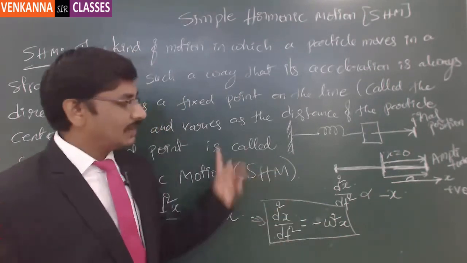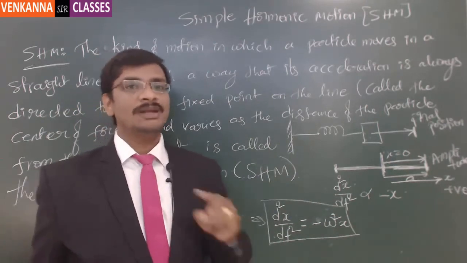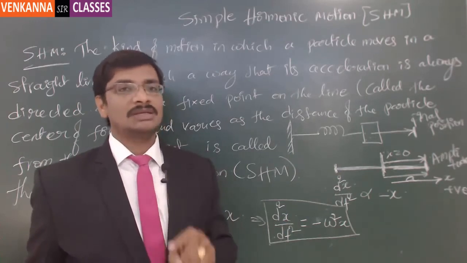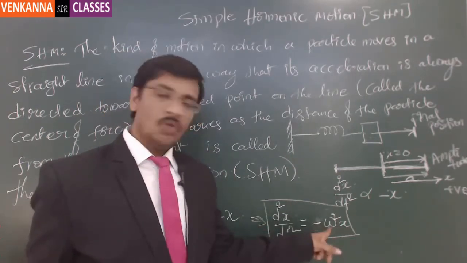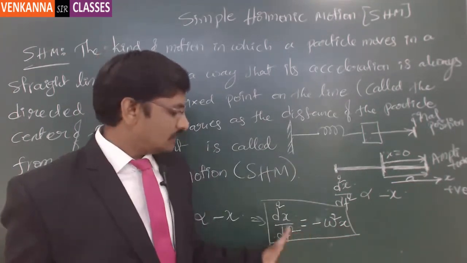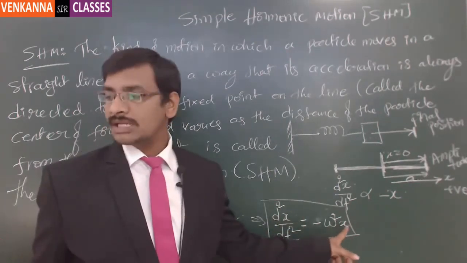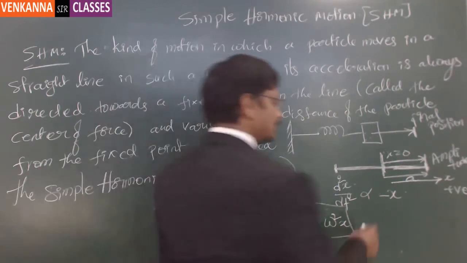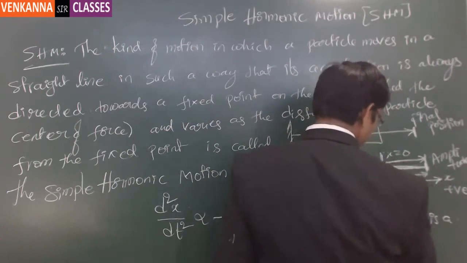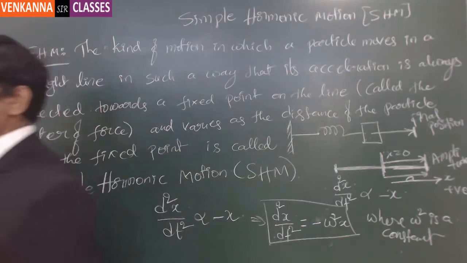Down the line we will be correlating the circular motion with the simple harmonic motion. There we will be dealing with a concept called the angular velocity. The same angular velocity of a circular motion is equivalent to the omega of this simple harmonic motion. So both are one and the same. We will correlate down the line. For now, you treat d square x by dt square is equal to minus of omega square x, where omega square is constant. Got it? Okay, you can note down this.